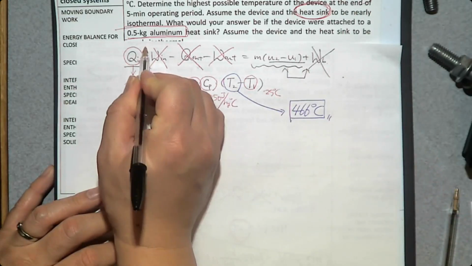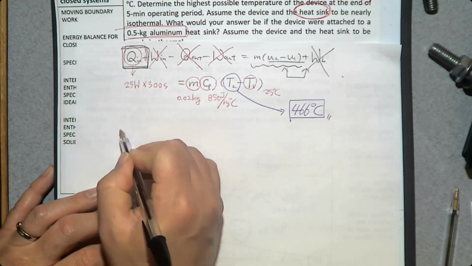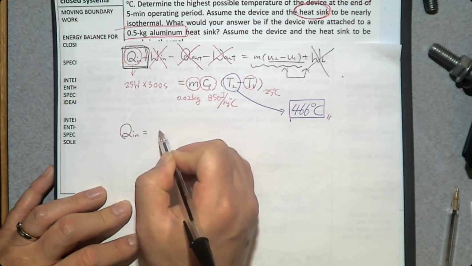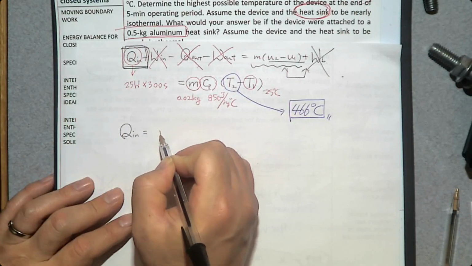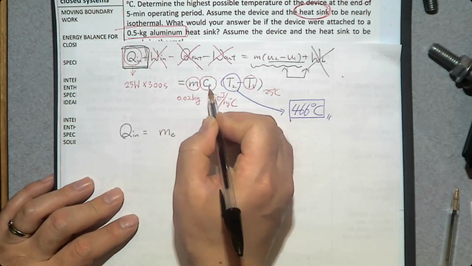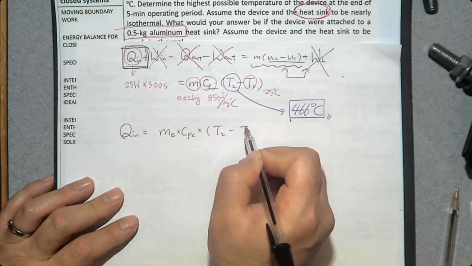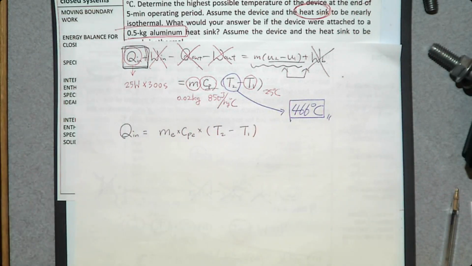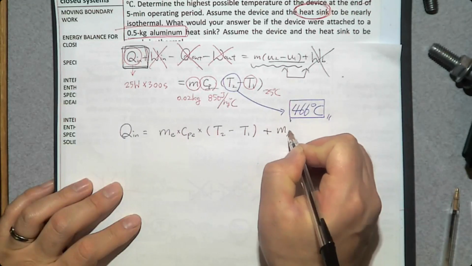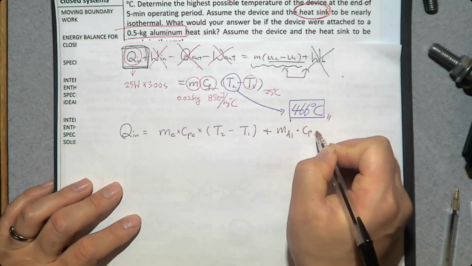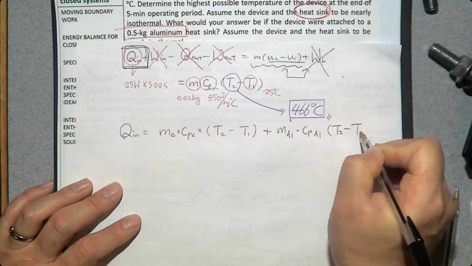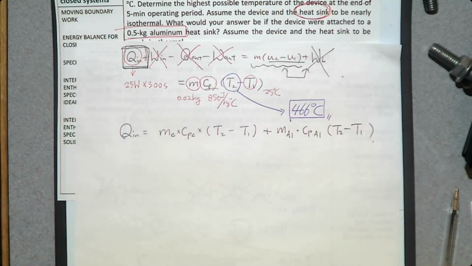So let me write the energy balance equation again. The left-hand side, we only have Qn. The right-hand side, now we have the electronic device: mass of electronic device, specific heat of electronic device, temperature T2 minus T1. That term is for the total energy change of this electronic device. Now we have the aluminum block: mass of aluminum, specific heat of aluminum, temperature T2 minus T1. So that is the energy balance equation when you have the electronic device and aluminum together.